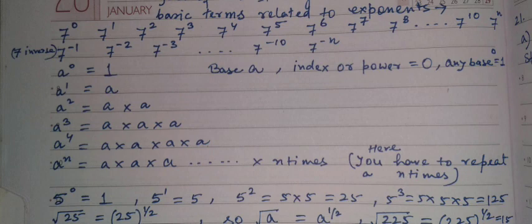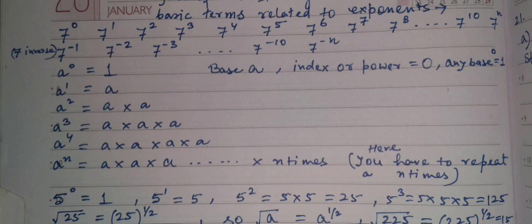If the base is a, then we can write a to the power 0, a to the power 1, a square, a cube, a to the power 4, a to the power n. So what do they mean? A to the power 0 means 1. So any base to the power 0 means 1. A to the power 1 means a single a. A square means a into a.